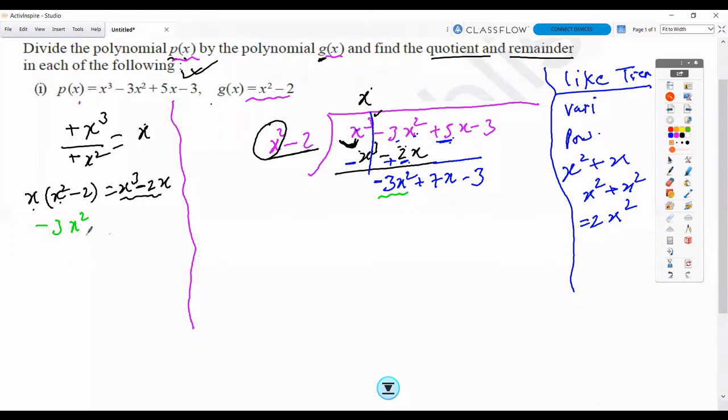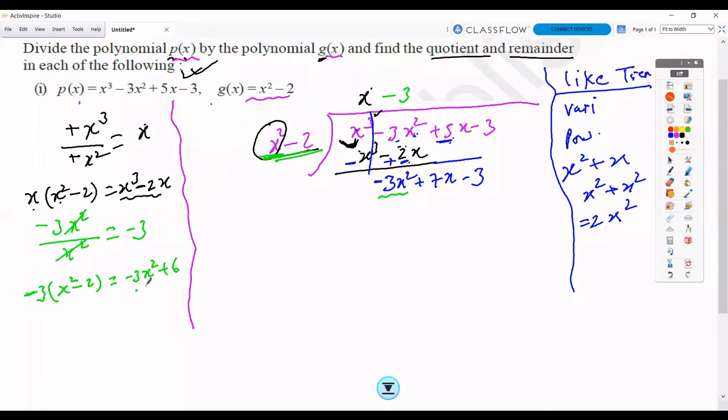Now, if I'm taking minus 3x square, the highest term of this will always remain the same. This is x square. X square will be cancelled out, minus 3. So I'm going to put here minus 3. Now, minus 3 will be multiplied by this. This we will do every time. So x square minus 2. This will be minus 3x square plus 6.